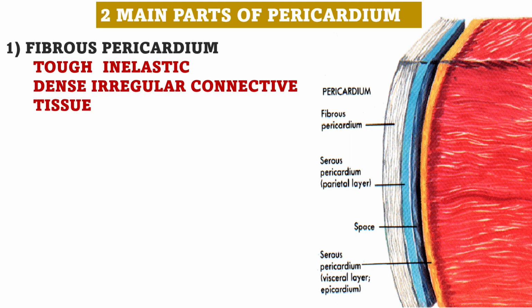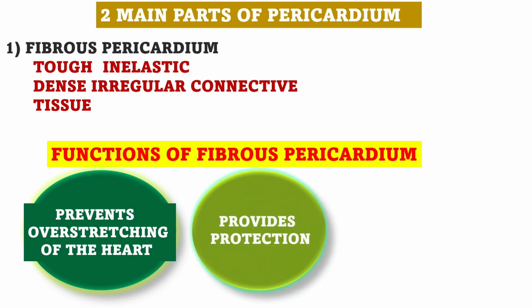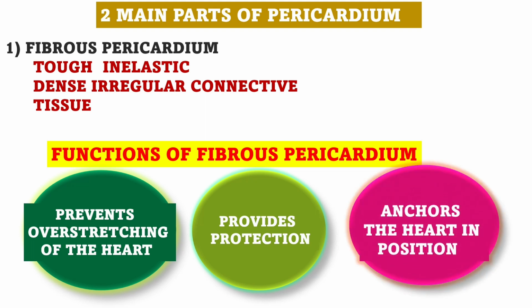The first one is the fibrous pericardium, the outermost layer of the pericardium. It is tough and inelastic and is mainly made up of dense irregular connective tissue. Now let us see its function. The main function is that it prevents overstretching of the heart. As we know, the fibrous pericardium is tough and inelastic, so it will not stretch. It will prevent overstretching in certain disease conditions. Second, it provides protection, and third, it keeps the heart in position.